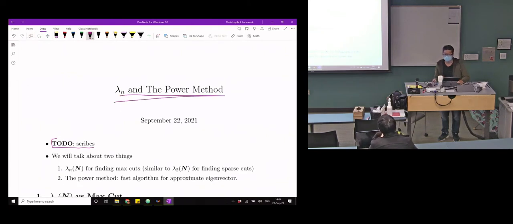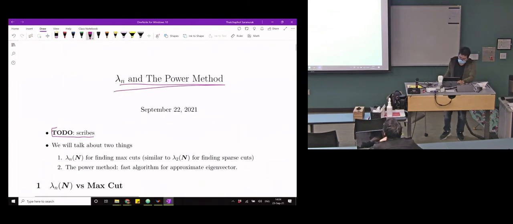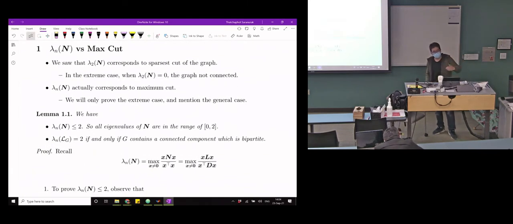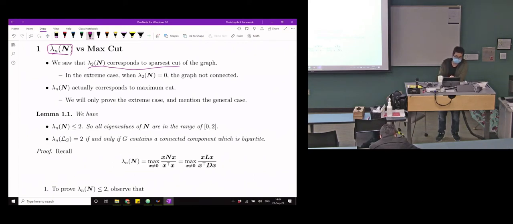Yeah. Okay. Thanks. Okay. So we saw something about lambda 2, and I mentioned briefly about lambda k. Actually, there is some interpretation of lambda n too. The last one, the biggest one. So basically, when lambda 2 corresponds to sparsest cut, it turns out that lambda n corresponds to maximum cut.